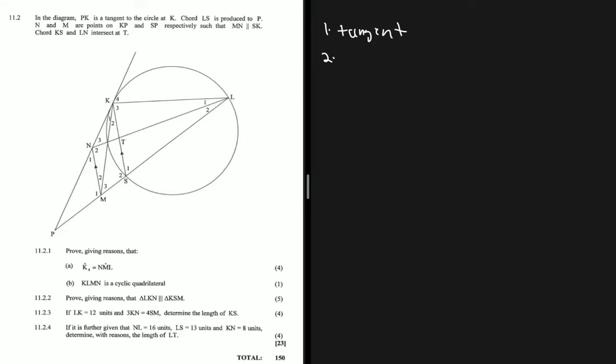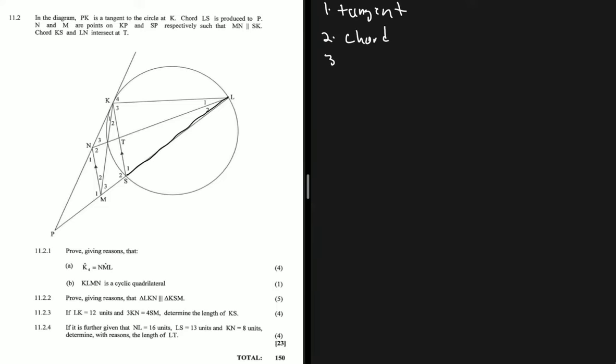I promise you, after you're done watching this video, you're going to be able to do all other problems in Euclidean geometry. And then it said chord LS is produced to P. So if you look at the left-hand side, you can see chord LS here. And then this chord LS, a chord is also important in Euclidean geometry because we know that it subtends an angle of 90 degrees, right? So let's go ahead and write chord.